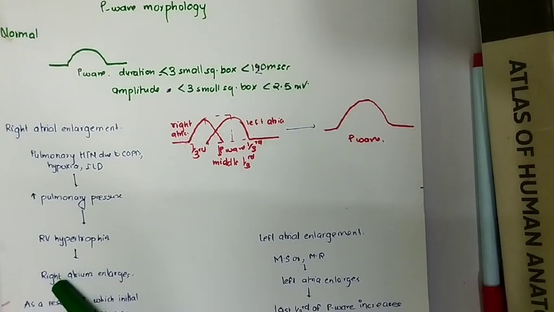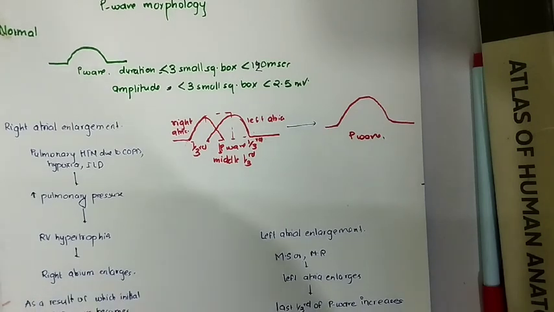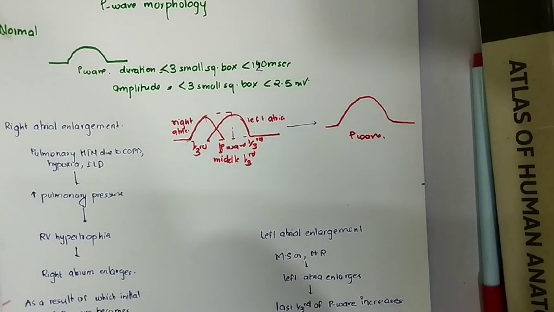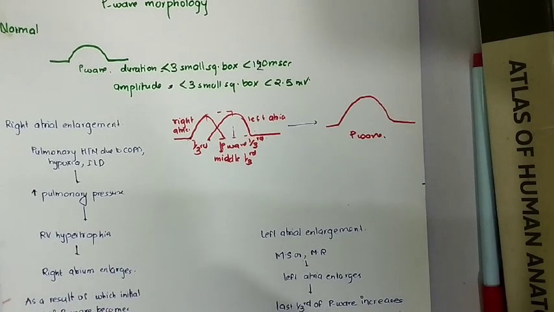We know that P wave signifies atrial depolarization and it is positive in most of the ECG leads except for AVR where it is inverted and V1 where it is biphasic.